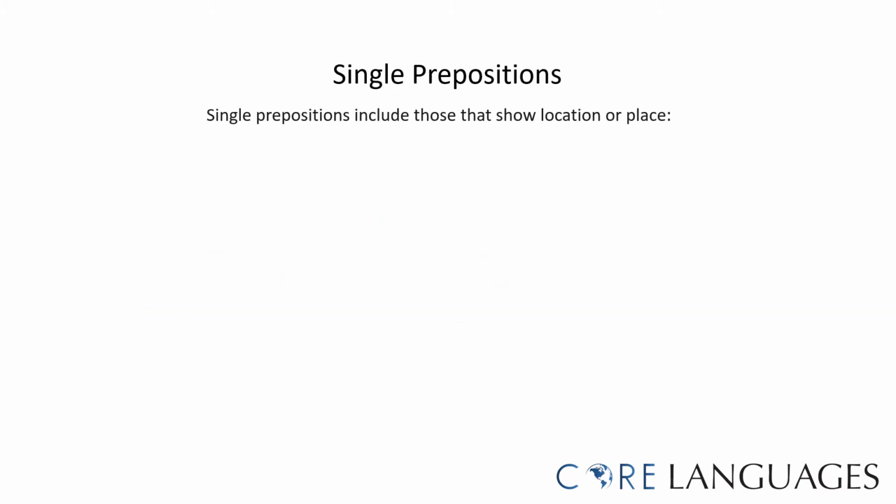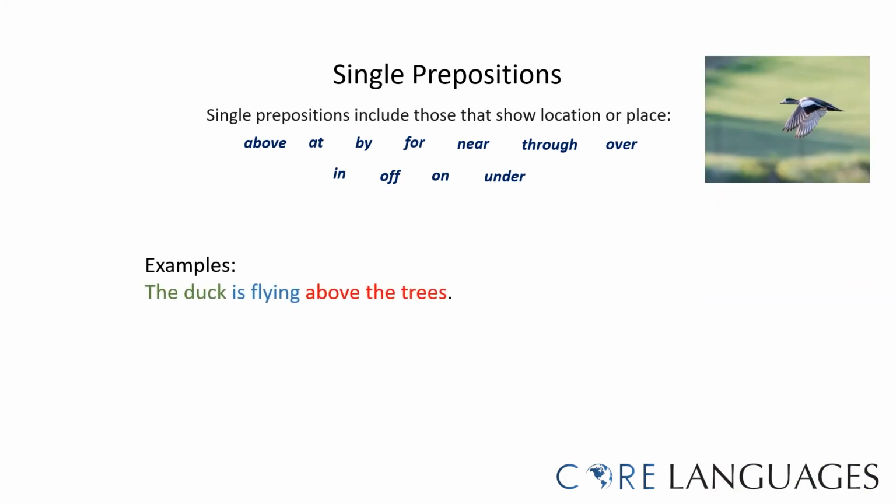When prepositions are used to express the relationship between two nouns or pronouns based on location or place, we call them prepositions of place. Single prepositions include those that show location or place. Here are some examples. Above, at, by, for, near, through, over, in, off, on, under. Here are some example sentences.